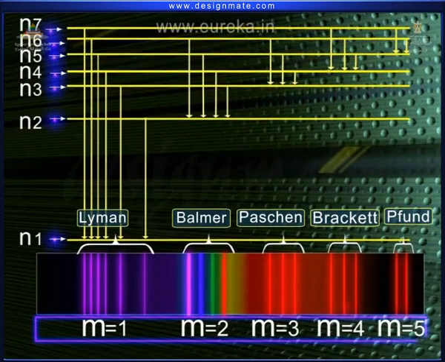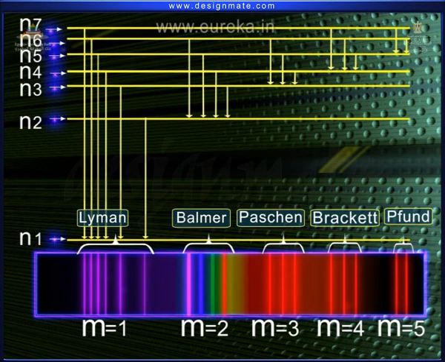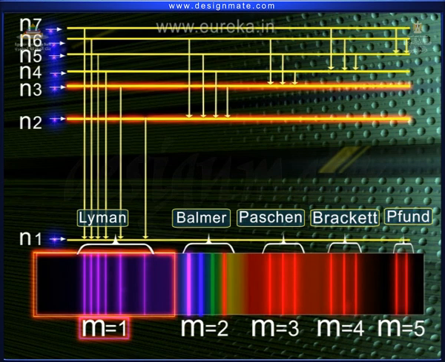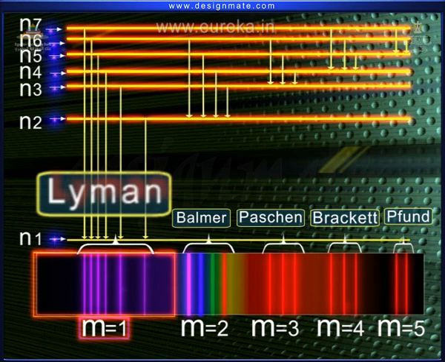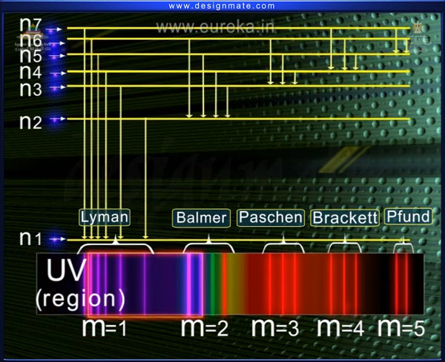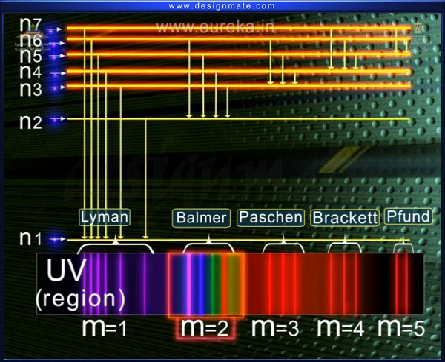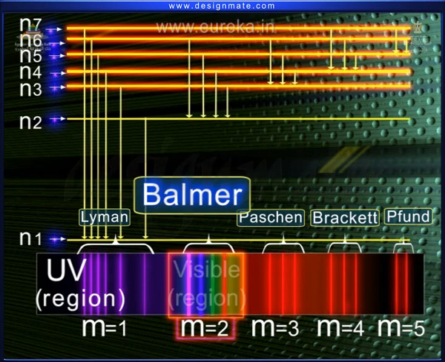Series term M. Line term N. Name of series. Spectral region. M is equal to 1, N is equal to 2, 3, 4, and so on. Name of the series is Lyman, and the spectral region is ultraviolet. Series term M is equal to 2, line term N is equal to 3, 4, 5, and so on. Name of the series is Balmer. The spectral region is visible.